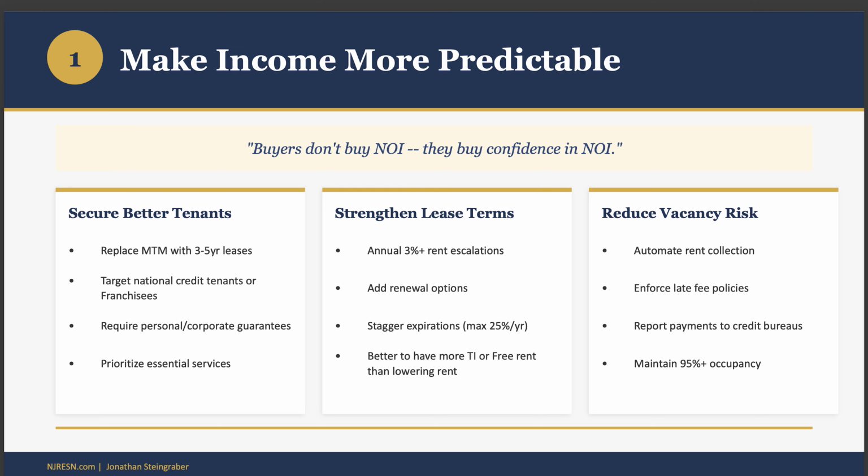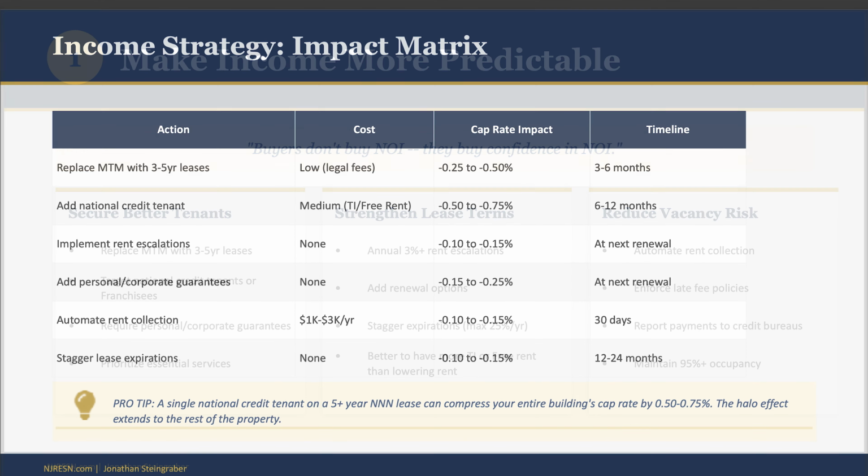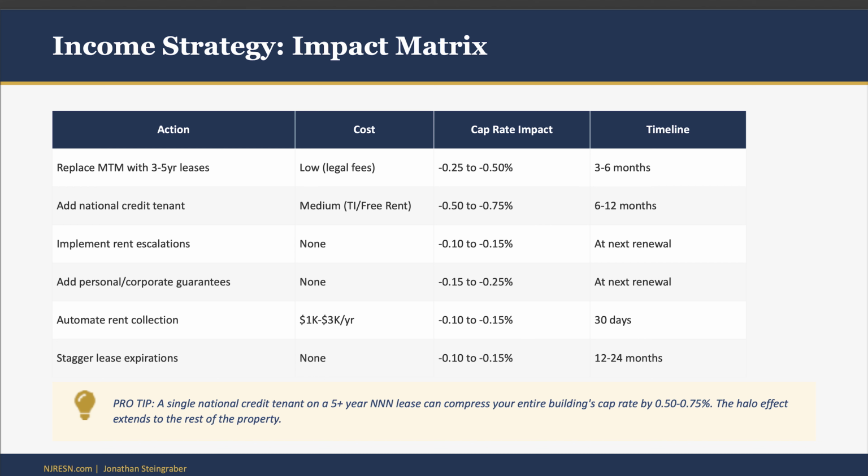Okay, remember that. Reduce vacancy rate. Automate rent collection. Enforce late fee policies, report payments to credit bureaus, and maintain 95% occupancy. That will help you. Okay, this is important. This is why I wanted you to scan the slides. I'm going to go through this really quick. I'm not going to go through each one. Okay, these are the things that will make an impact on your cap rate. So all of these things will lower your cap rate, okay?